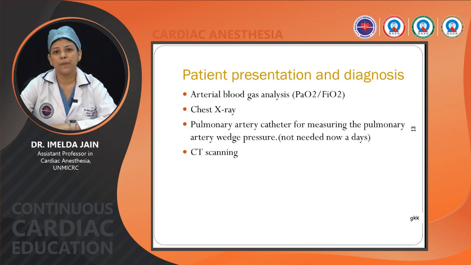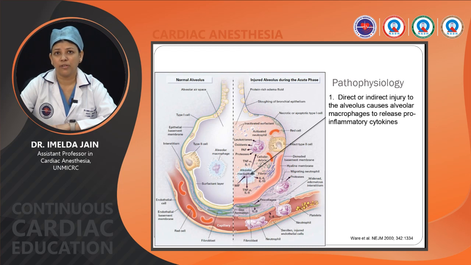By calculating a PaO2 by FiO2 ratio, this ratio is normally more than 450 in healthy individuals. To define ARDS, this ratio should be less than 300. Then getting a chest X-ray of the patient done, this should show bilateral chest infiltrates. Measuring the pulmonary artery catheter or the pulmonary capillary wedge pressure, this should be less than 18 millimeters of mercury, and a CT scan. Coming over to the pathophysiology of ARDS.